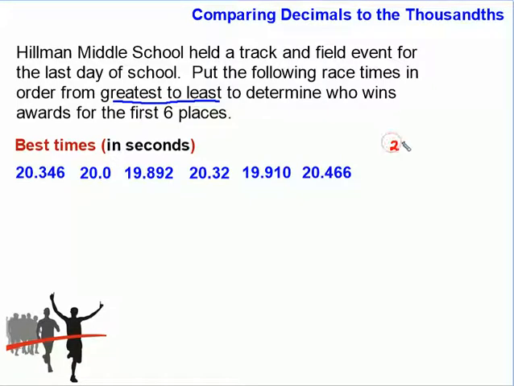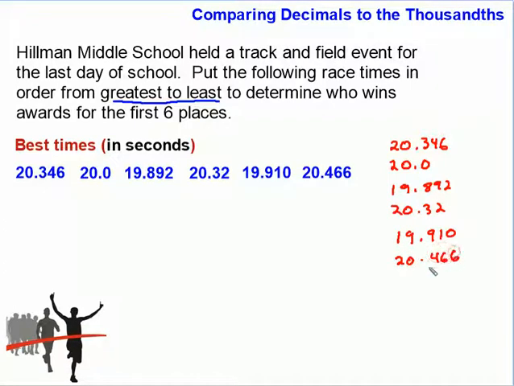So we'll do this just like this, 20.346. Then we'll put 20.0, and we'll make sure to keep our decimal points in order. 19.892, 20.32, 19.910, 20.466, and we'll just compare all of these together.